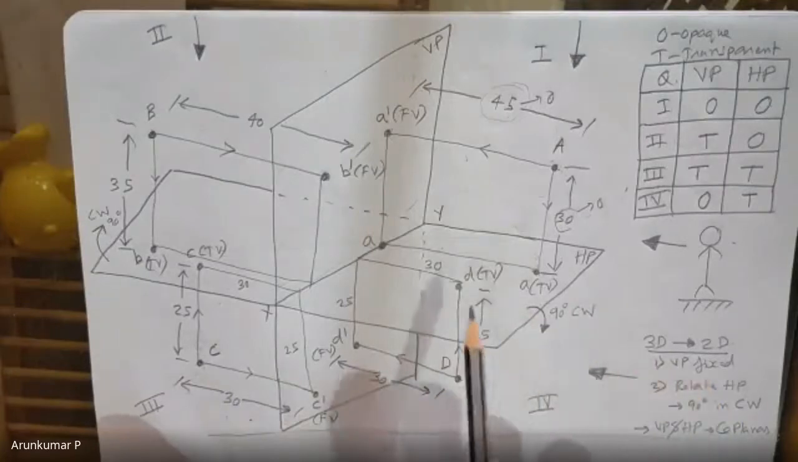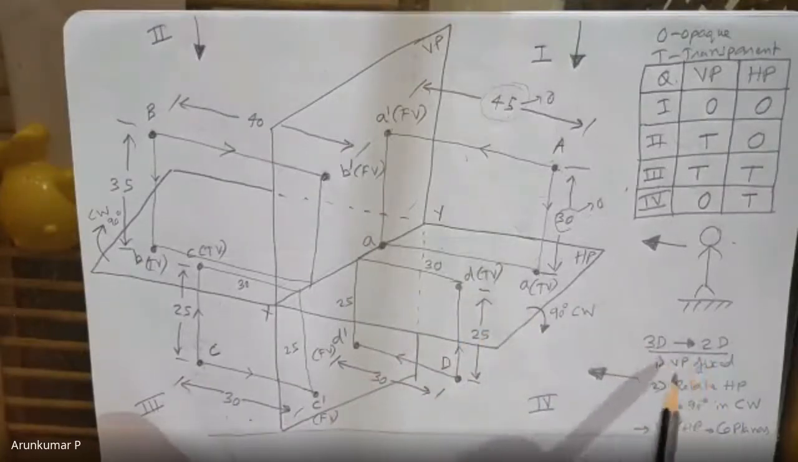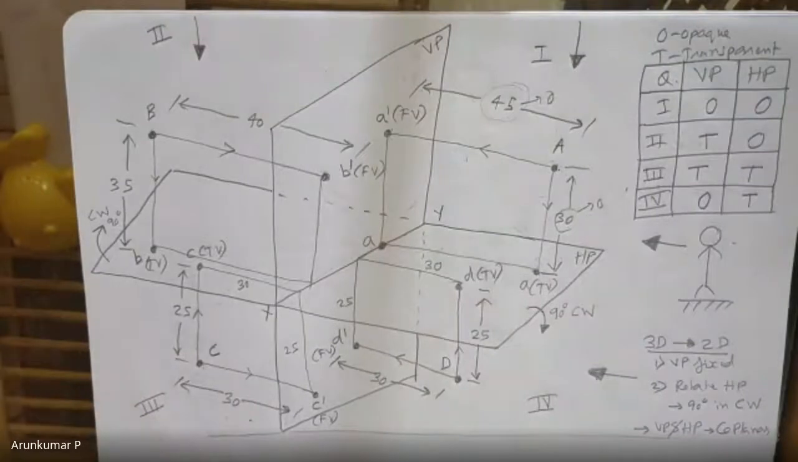And converting 3D to 2D, VP should be fixed, HP should be rotated by 90 degrees in the clockwise direction. This is done so that VP and HP become coplanar. So this is in short what we had discussed in the previous class.